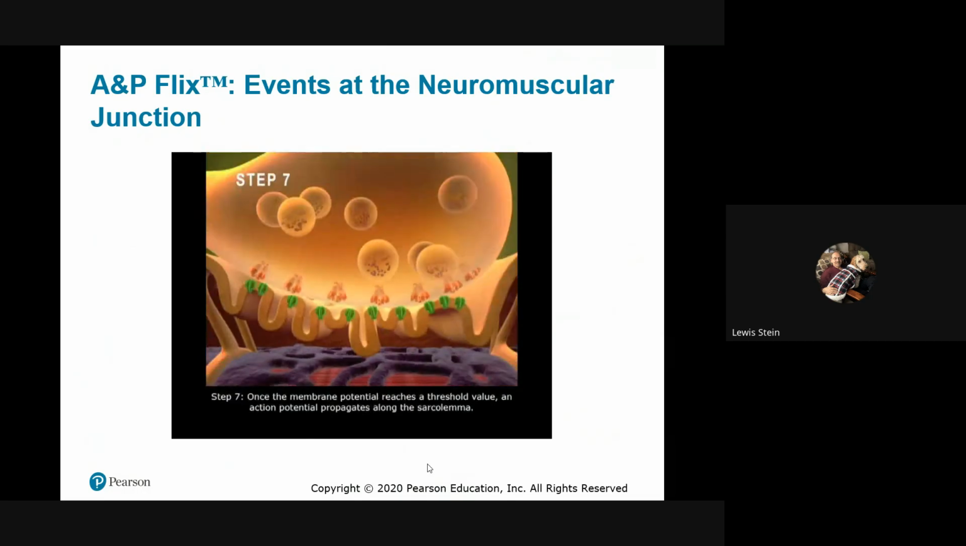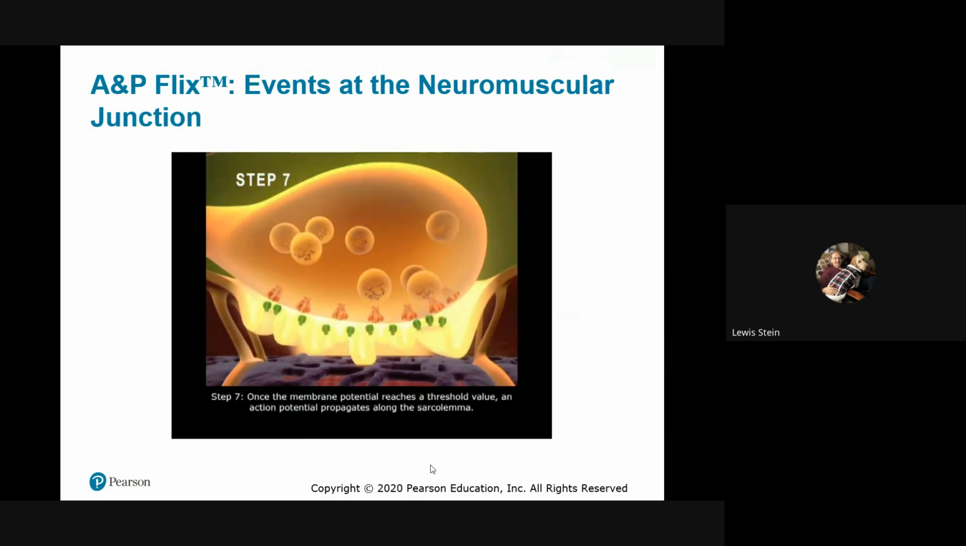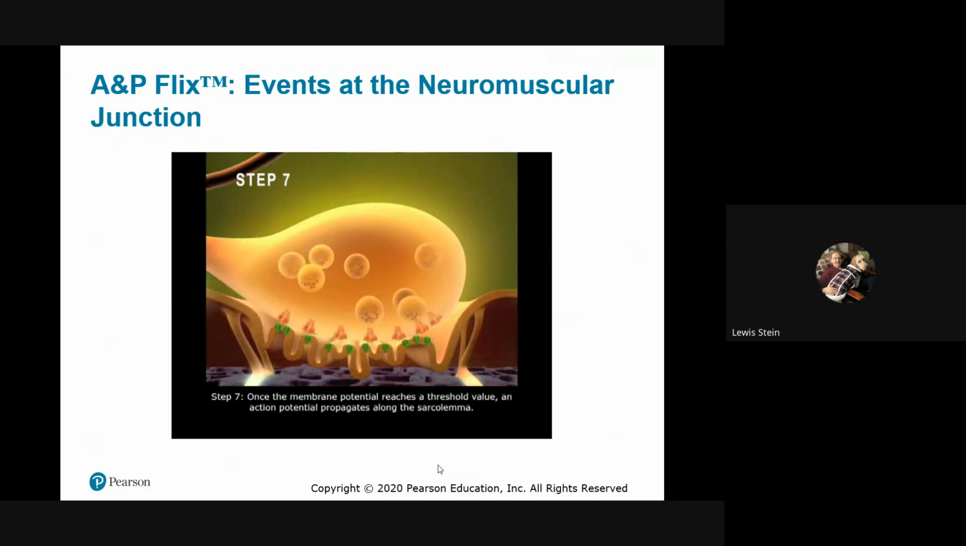And then that creates what they call an end plate potential. If it is sufficient, it will create the action potential. That's the distinction. You're going to see a slightly different terminology when we get to the nervous system, and it's a little more relevant in the nervous system than this. And again, the terminology is very confusing for students, particularly at this level when you're just getting acquainted.